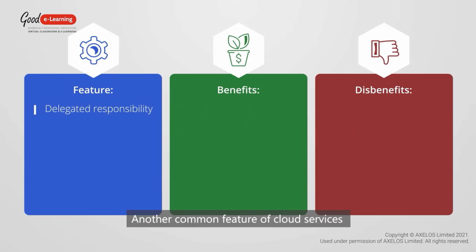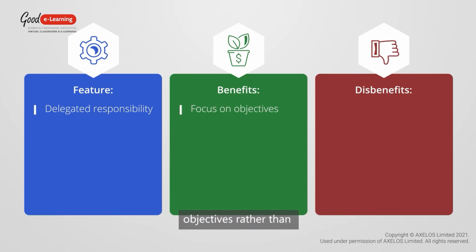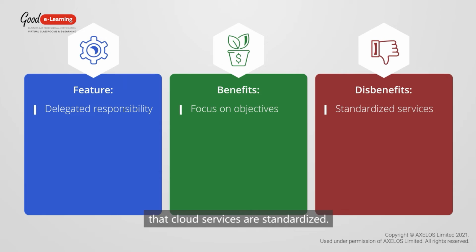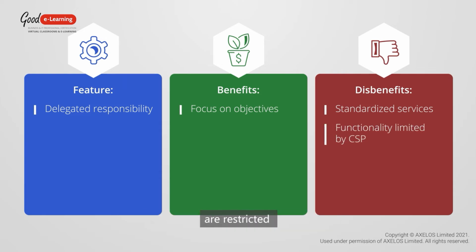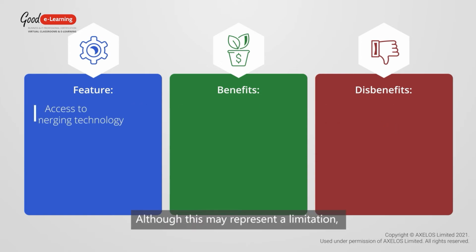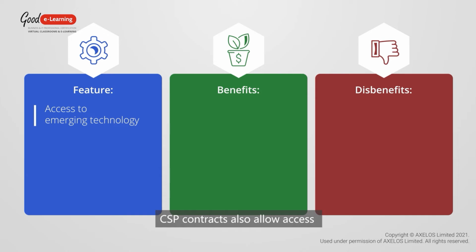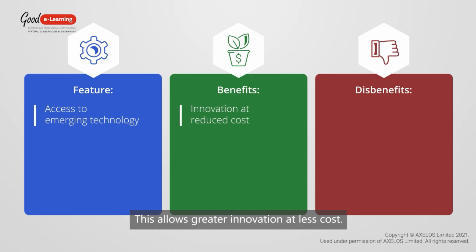Another common feature of cloud services is delegated responsibility for IT infrastructure. This allows the organization to focus on objectives rather than IT maintenance. However, consumers must remember that cloud services are standardized. They can be used in a flexible manner, but their functionality and performance are restricted to the terms of the contract with the CSP. Although this may represent a limitation, CSP contracts also allow access to emerging technology, skills, and knowledge. This allows greater innovation at less cost.